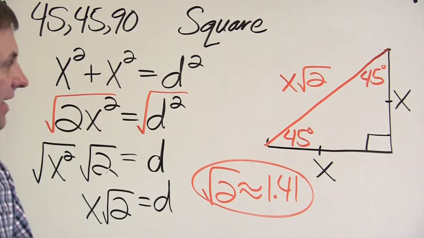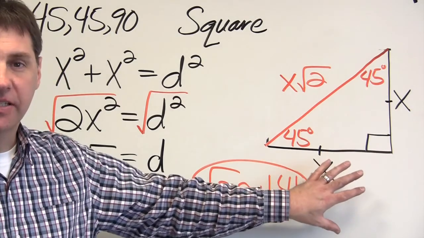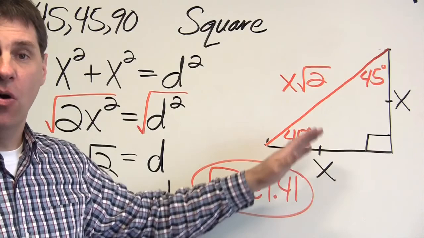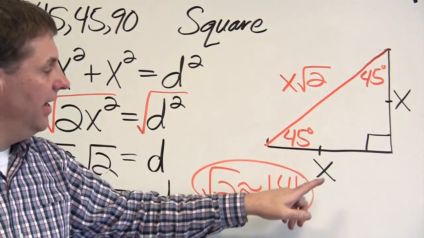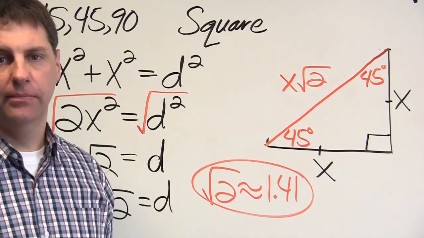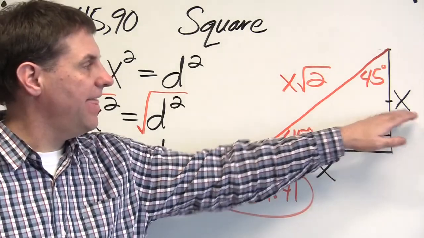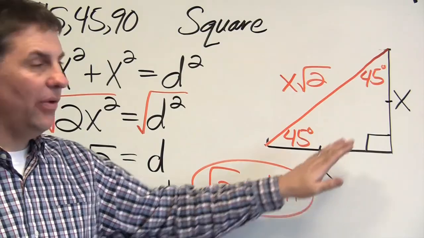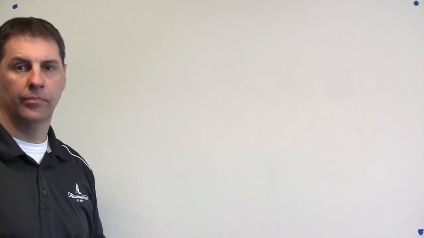So I'm going to use this when I'm finding missing sides of triangles and I know that it's a 45, 45, 90, or if I know it's a diagonal of a square. It's a pattern that's really a shortcut. I guess I could always use the Pythagorean theorem if I have enough information, but if you know this, it's going to make your life a lot easier.